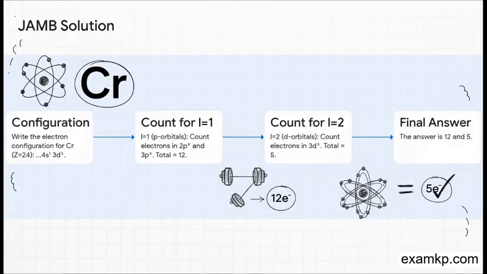Next, you need to know what the l numbers mean. Just remember this. l equals 1 means p orbitals, and l equals 2 means d orbitals. Now we just count. How many electrons are in p orbitals? We have 6 in 2p and 6 in 3p. That's a total of 12. And how many in d orbitals? Just 5 in 3d. So the answer is 12 and 5.